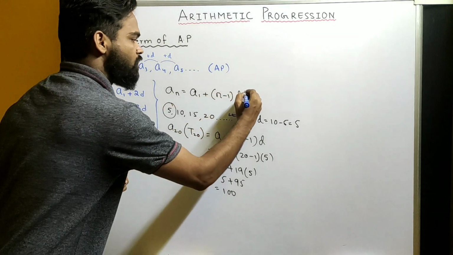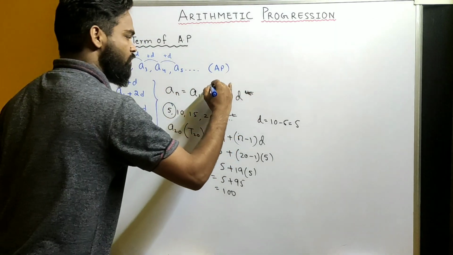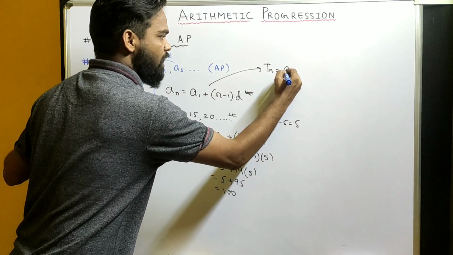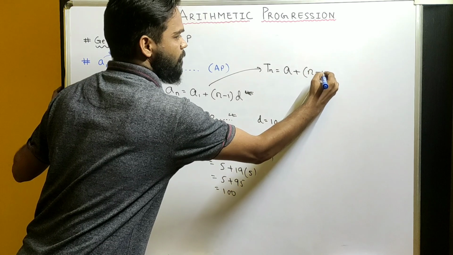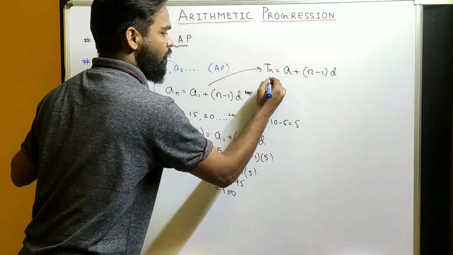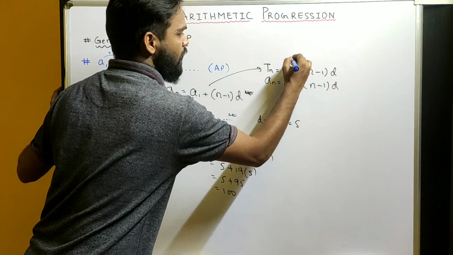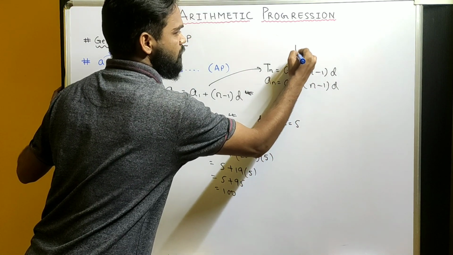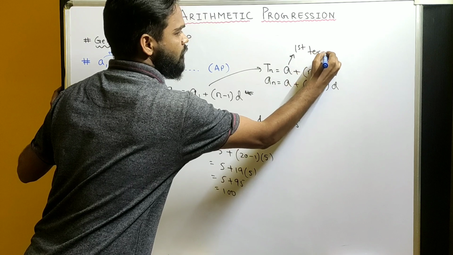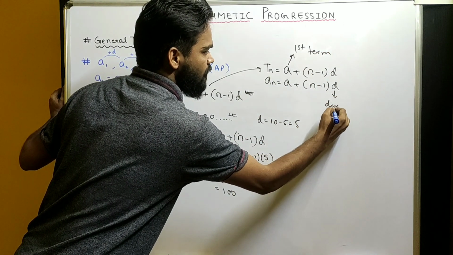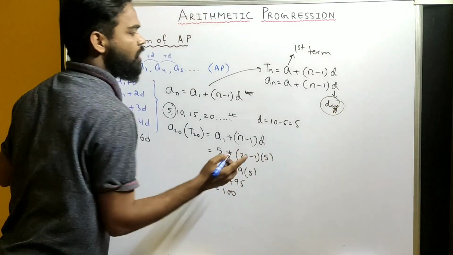Am I clear? So this is the formula. At times we write it like Tn is equal to a plus (n minus 1)d, or An is equal to a plus (n minus 1)d, where a represents the first term, okay, and d represents the difference between two consecutive terms.